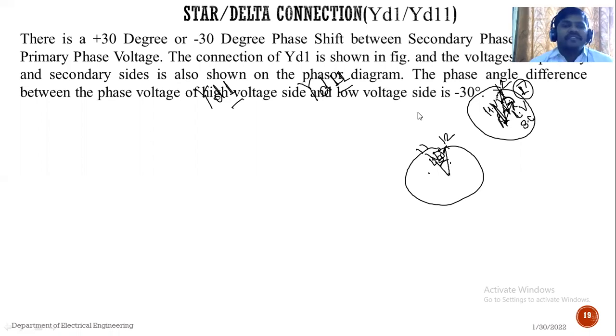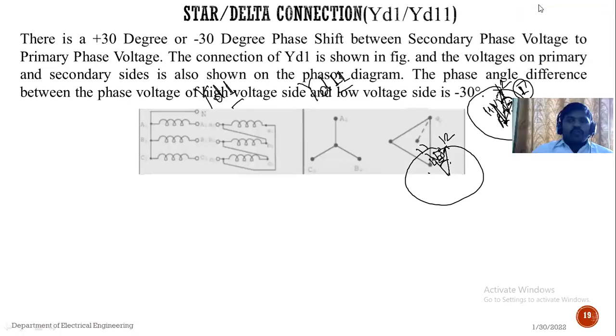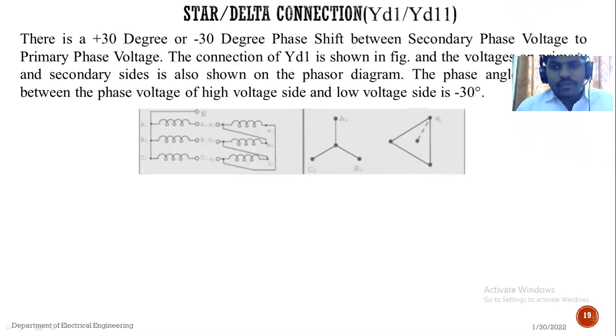The connection of star-delta 1 is shown in the figure. The following figure shows the connection of star-delta 1, and this connection is nothing but the star-delta 1 connection. The voltages on the primary and secondary side are shown in the phasor diagram. So the phase angle between the phase voltage of the HV side and the phase voltage of the LV side is minus 30 degrees.